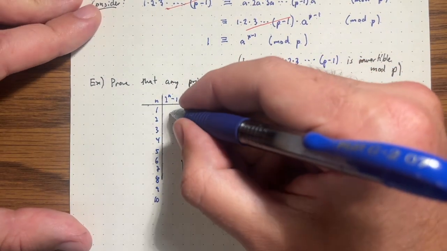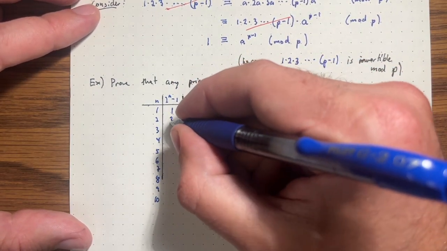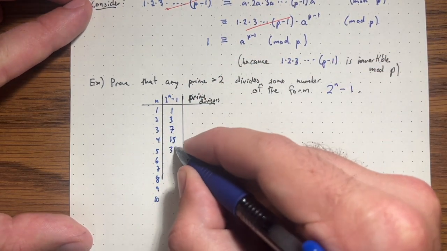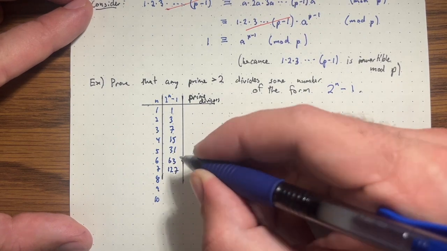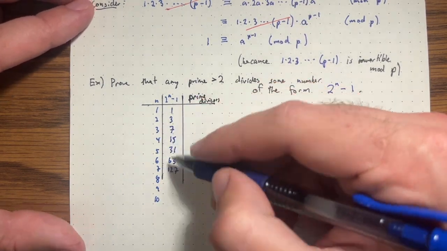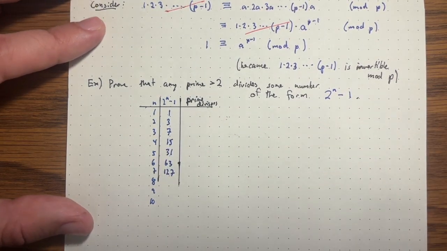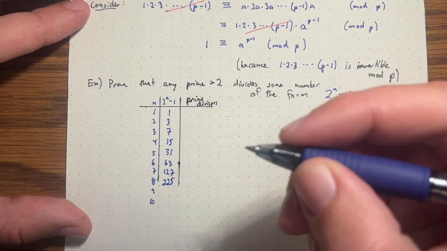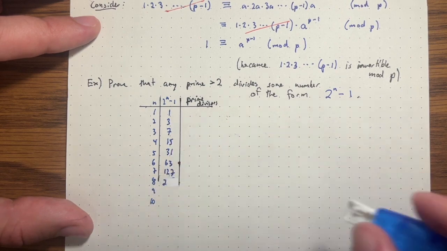2 to the n minus 1. That's 1, and then 3, 7, 15. 2 to the 5 minus 1 is 31, 63, 127. These are called Mersenne numbers sometimes. They're not Mersenne primes. It's only a Mersenne prime if this ends up being prime, but for general n, it's called a Mersenne number. Not 225, I'm sorry, 255. It's 256 minus 1.